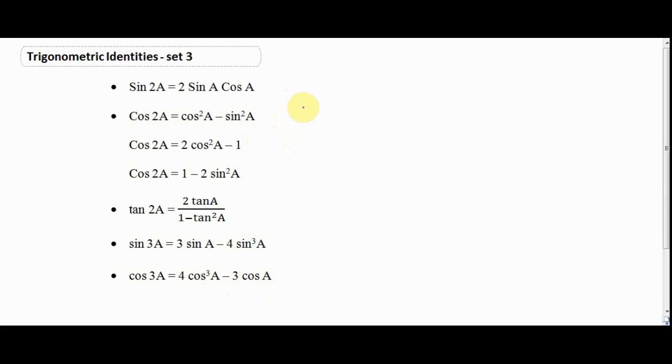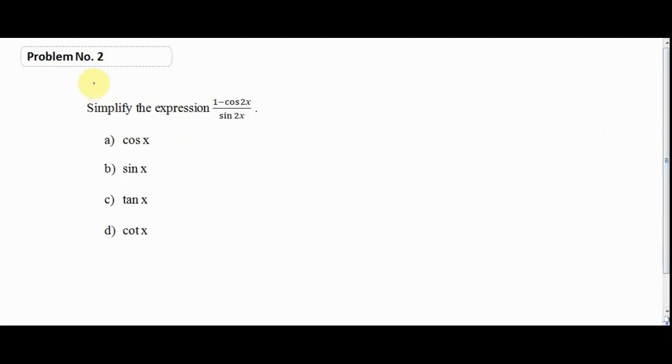Okay, now let's see one problem related to these identities. Problem number 2. Simplify the expression (1 minus cos 2x) divided by sin 2x. You may try to solve this by yourself. Please pause the video and try to solve this.